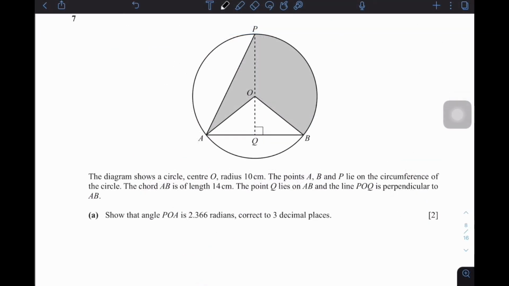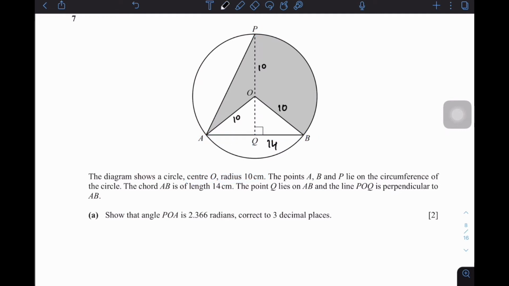Question 7. This is the diagram given. It's a circle. Center O, radius 10 centimeter. This is 10. This is also 10. The points A, B, and P lie on the circumference of the circle. The chord AB is 14. Point Q lies on AB. OQ is perpendicular to AB.